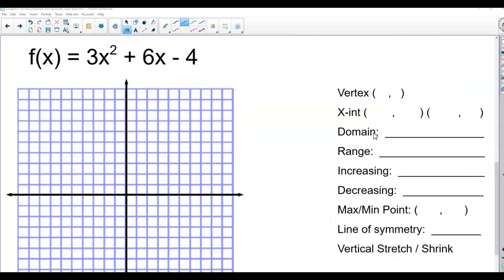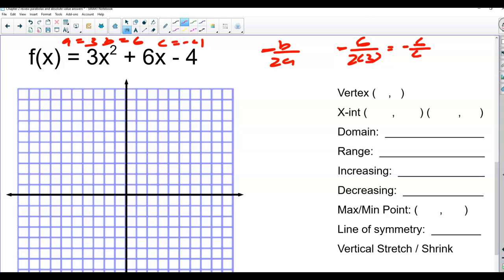All right, so my -b over 2a. My a is 3, my b is 6, and my c is -4. -6 over 2 times 3 equals -6 over 6. It's a -1. So my x-coordinate is -1.